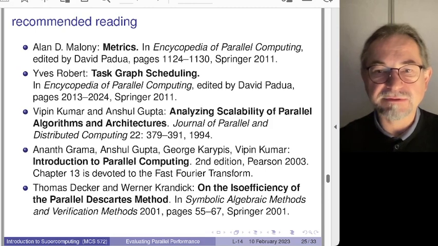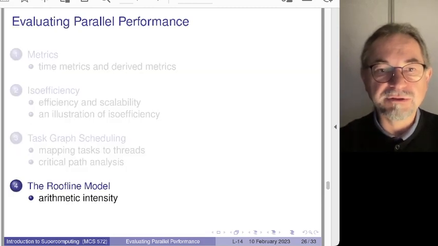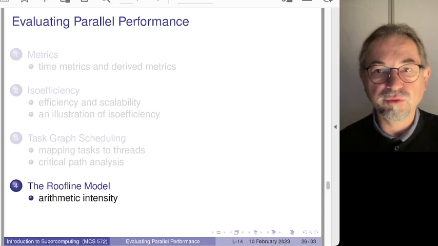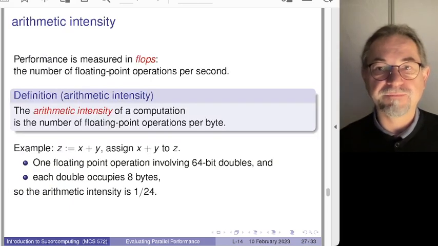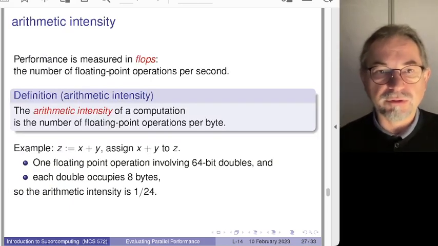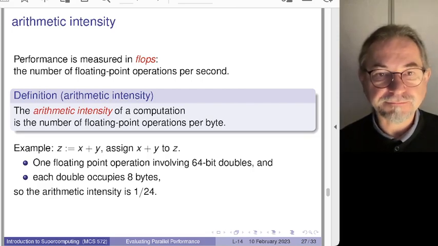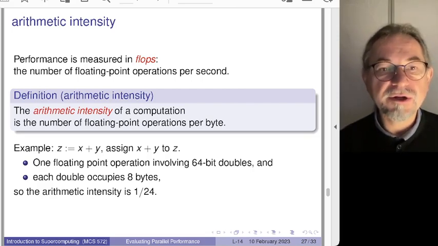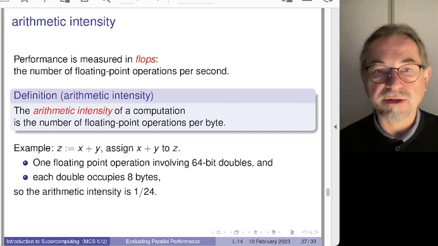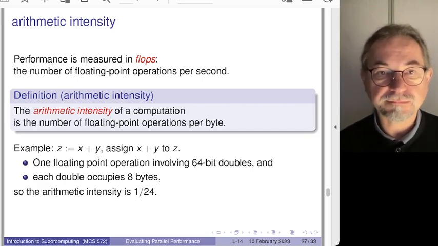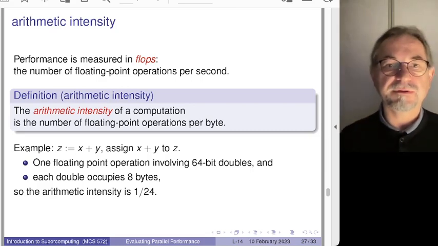So I still have about 10-15 minutes for the last tool to evaluate parallel performance. This is the roofline model. What we look at when we consider a problem is that we can define the metric of arithmetic intensity. This is a derived metric. We compute the number of floating point operations per byte. That is derived from the flops.